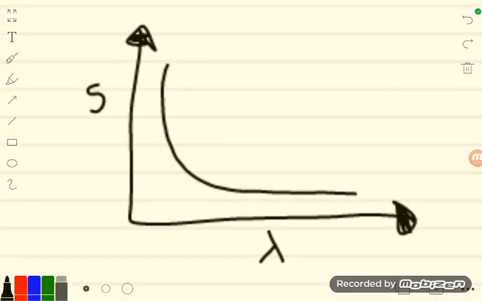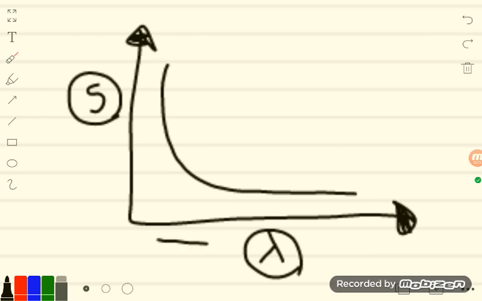Now, as you see, there is an inverse relationship between lambda, the wavelength of the electromagnetic radiation that the black body emits, and its spectral radiance, which is the radiation itself. As you see, as the wavelength increases, the spectral radiance decreases.